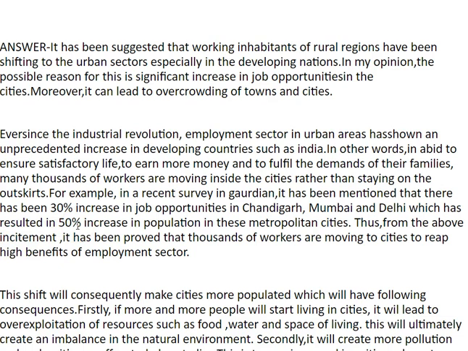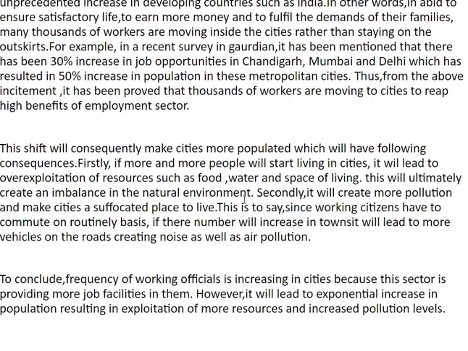it is shown that thousands of workers are moving to cities to reap the high benefits of the employment sector. Okay, great use of "reap benefits" there. It's great use of vocabulary. Okay, let's go on to the next part then.